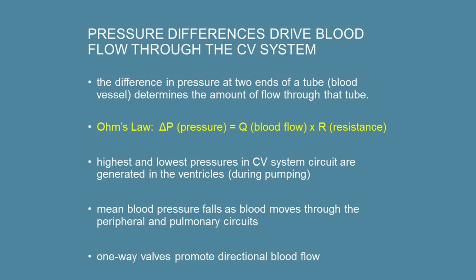Because pressure differences drive the blood flow through the cardiovascular system. So if we look at the hemodynamic properties of any blood vessel or tube, what we see is that the difference in pressure at two ends of a tube is what determines the amount of flow through that tube. So upstream pressures need to be high, downstream pressures need to be low in order for blood to move through a tube. If pressures are the same at both sides, there's no flow. And obviously that would be a disaster for the cardiovascular system.